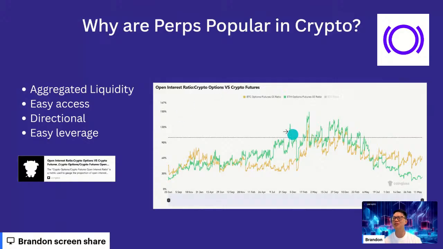But I do include this interesting chart from CoinGlass, which shows the open interest ratio between perps and options in crypto.